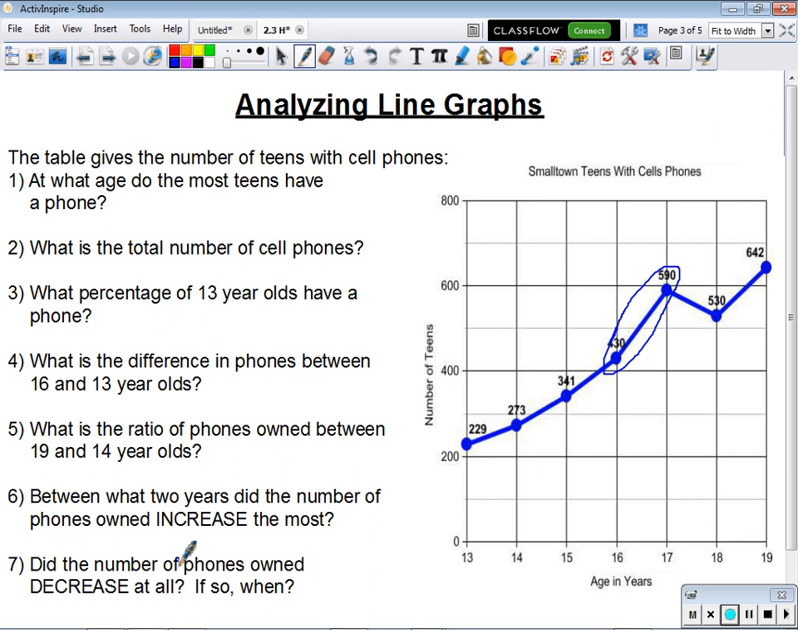And number 7, did the number of phones owned decrease at all? So if you look here, there was a decrease in the number of phones between 17 and 18-year-olds. It went from 590 to 530, and that's the only decrease that we see in the graph there. And that's the answer for number 7. So that's one of the different types of line graph type questions that we're going to look at today.